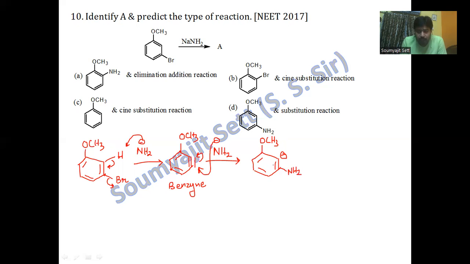Okay. In this kind of benzyne intermediate related reaction, the mesomeric effect or resonance effect will not at all operate. Only inductive effects are operating, plus I or minus I. The reason is discussed elaborately in the classes. So see here what will happen.